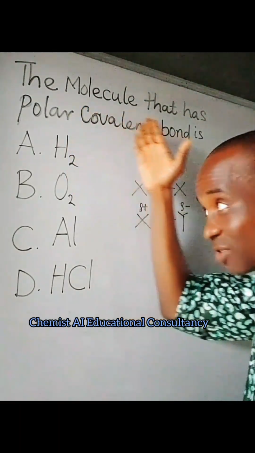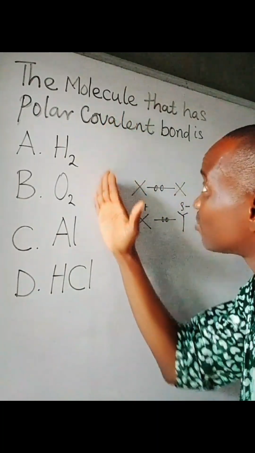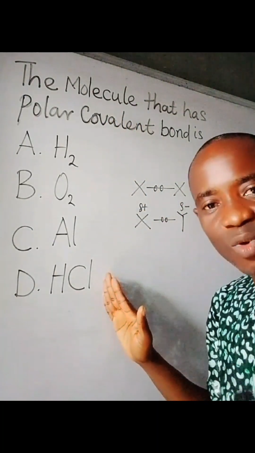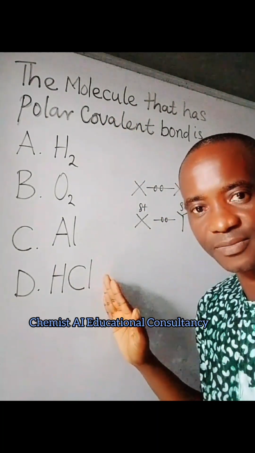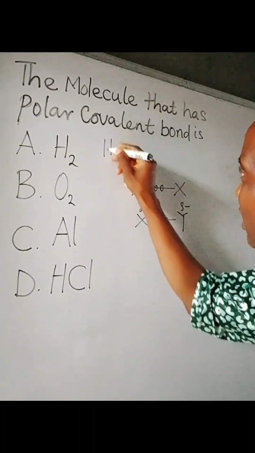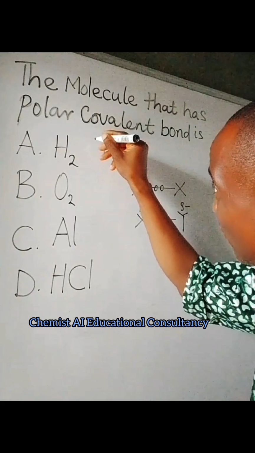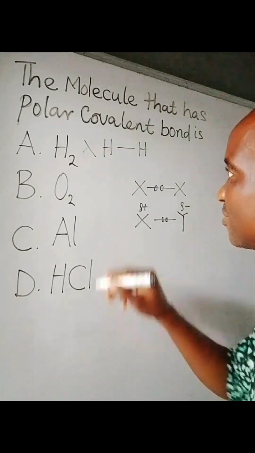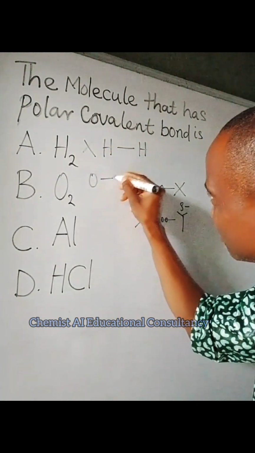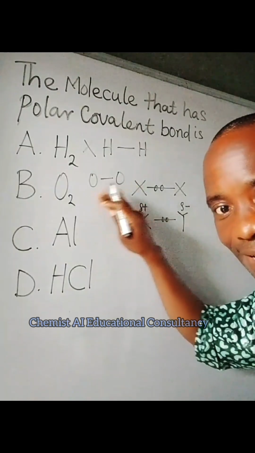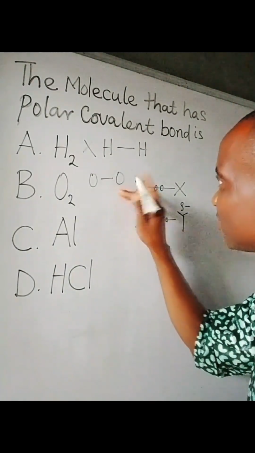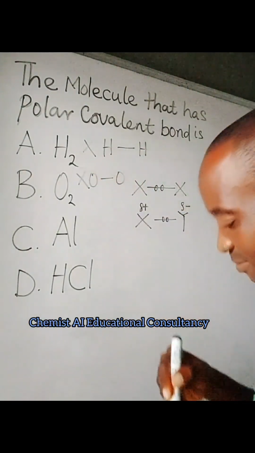And that is what this question is saying. Which of these molecules contain polar covalent bond? In hydrogen molecule, we have something like this. Equal electronegativity, so the covalent bond is non-polar. In oxygen molecule, something like this. Equal ability to attract electron, so the covalent bond is non-polar.